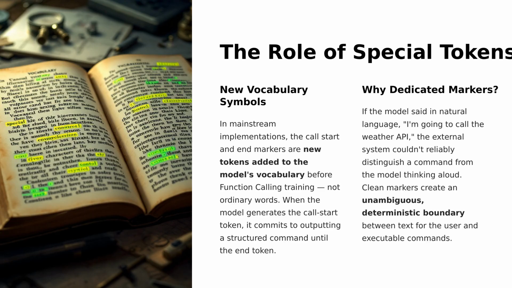Let's talk about the role of special tokens in model training. In many implementations, new tokens are introduced as call start and end markers before function calling training. These aren't just regular words. When the model generates a call start token, it switches to creating a structured command. This is crucial because it helps distinguish between natural language and executable commands, ensuring clarity and precision in interactions with external systems.